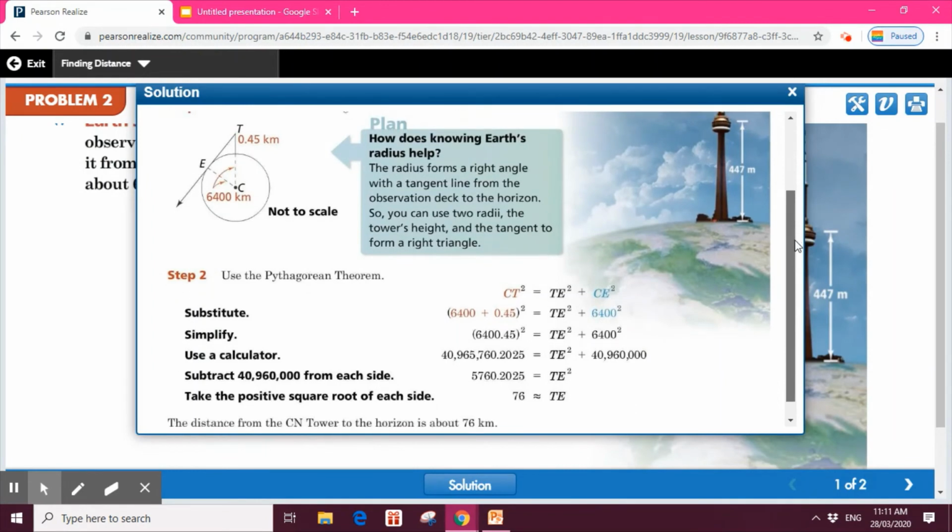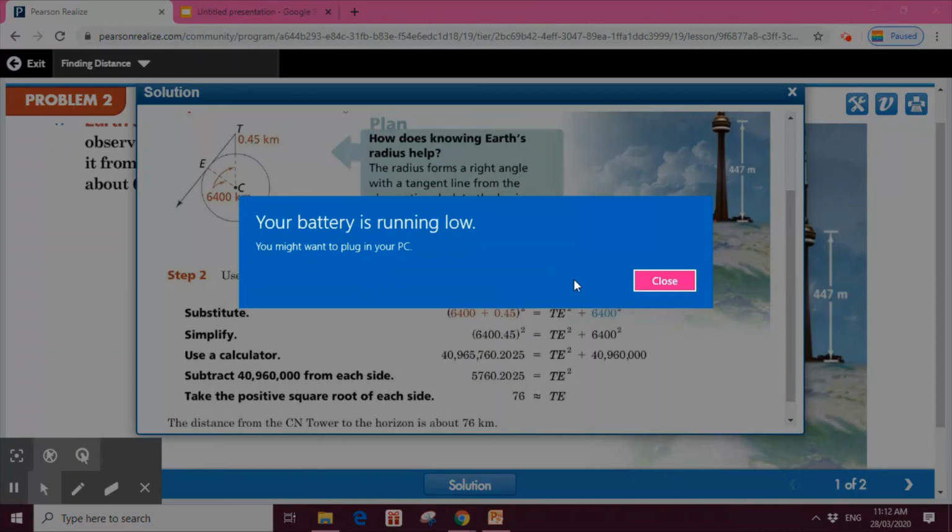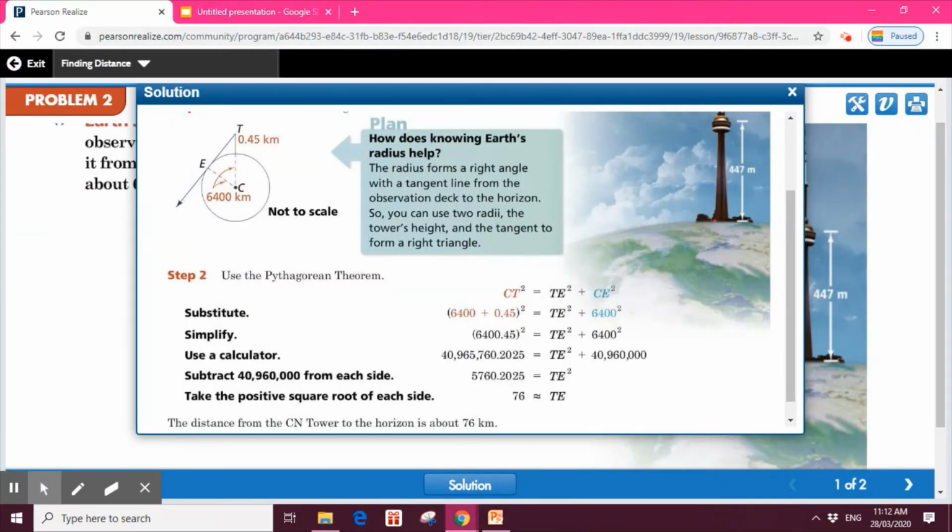Simplify. What is 6,400 plus 0.45? That is 6,400.45. Then we will raise it to the power of 2, which is equal to TE squared plus 6,400 squared. Now, what is 6,400.45 squared? It will be 40,965,760.2025, and that is equal to TE squared plus 40,960,000.